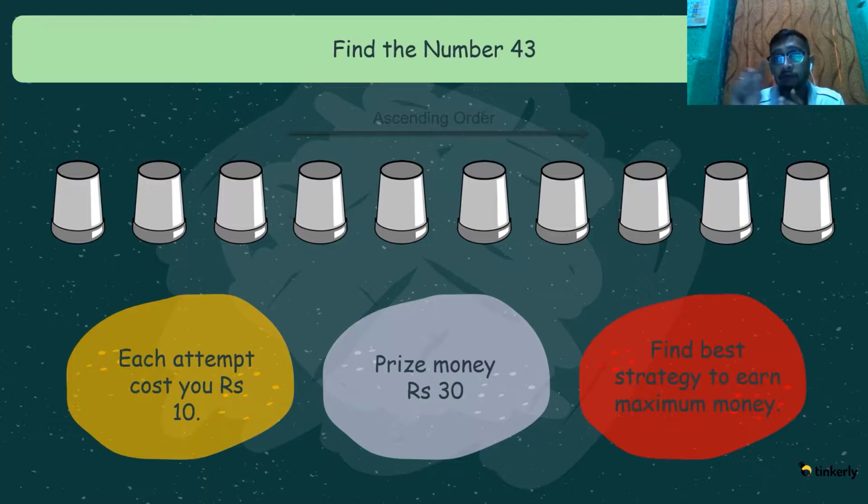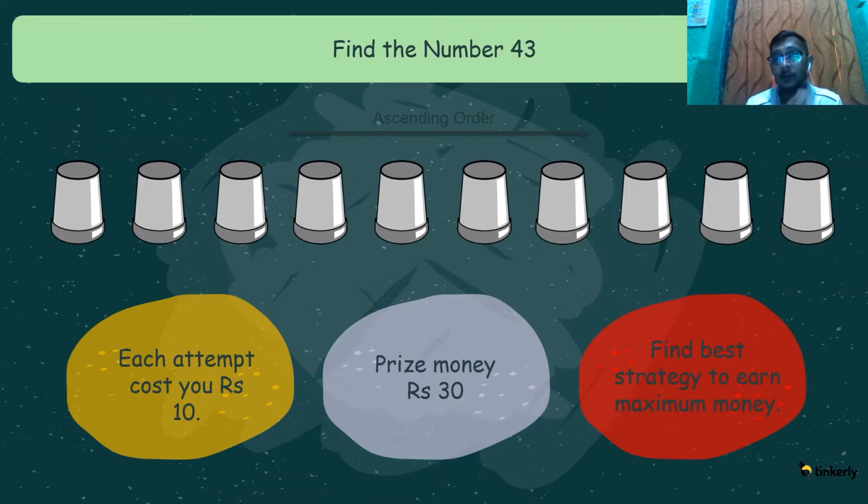Now what you have to do is find the number 43 ball. Each attempt costs you 10 rupees. The prize money is 100 rupees. So find a strategy to earn maximum money. Find the best strategy to earn maximum money. You have to find number 43. Understood? Now do the process. This is the problem you have to solve.